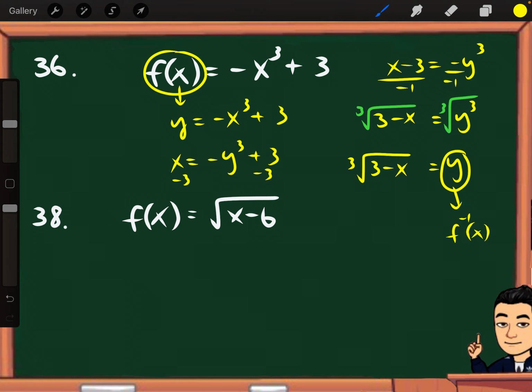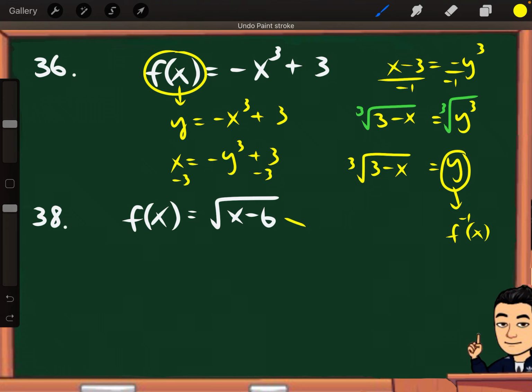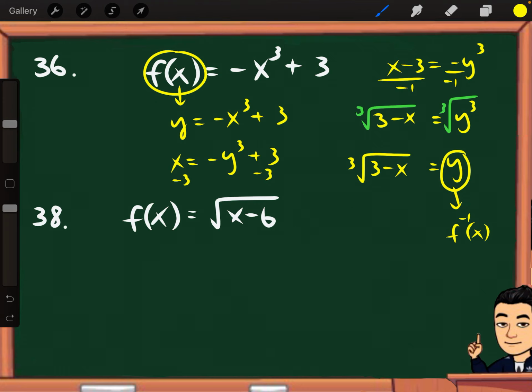Okay, so let's check out the next one. For this one, if you graph it, it's one-to-one after testing with the horizontal line test. So it will be a function for the inverse function. Without saying all those things to confuse you, just go ahead and rewrite this as y equals the square root of x minus 6.